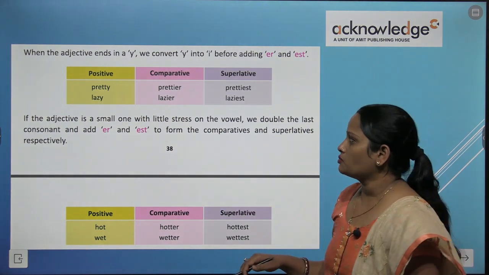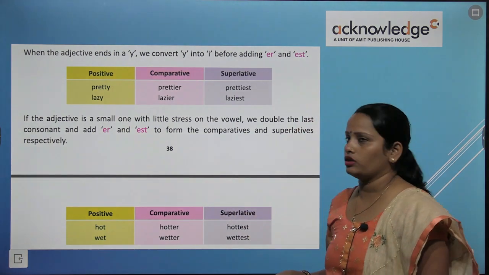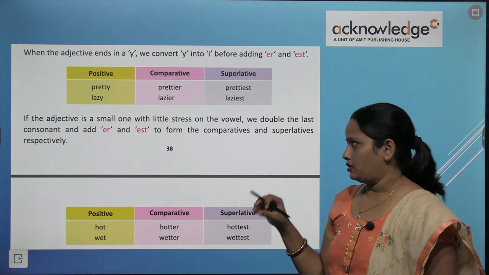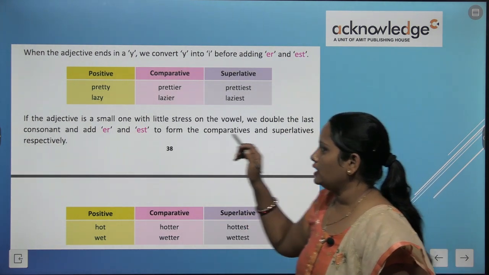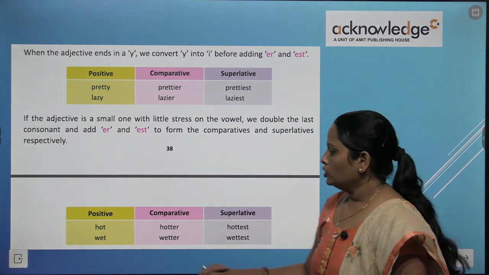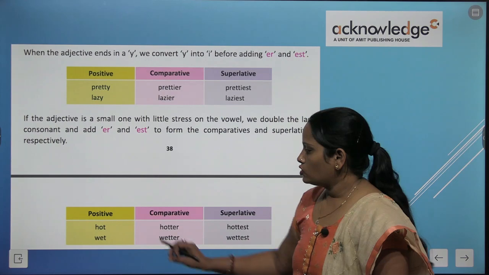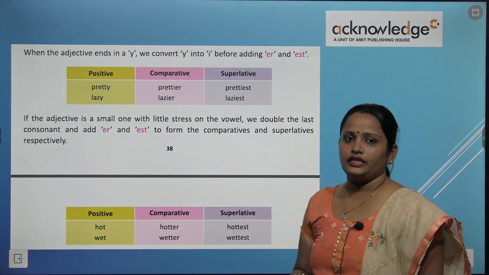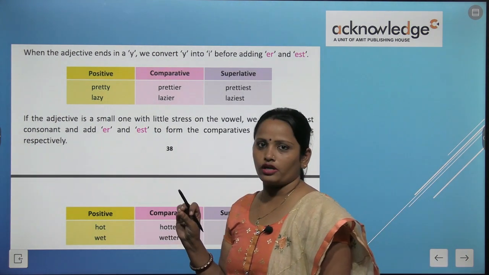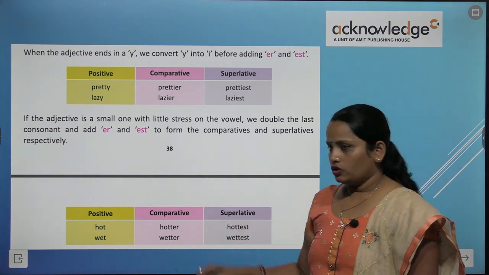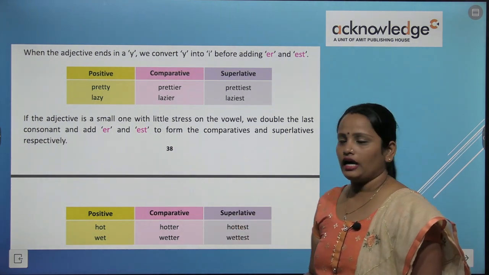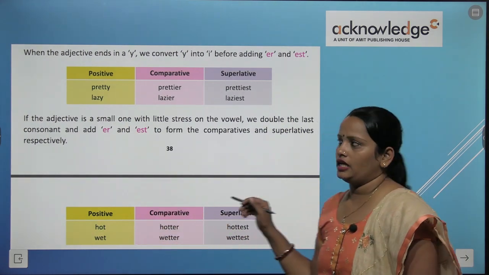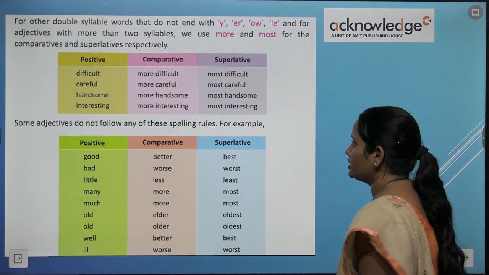If the adjective is a small one with less stress on the vowel. So अगर adjective छोटा सा है और vowel पे stress कम दे रहे हैं, we double the last consonant to add ER. So हम यहाँ देखेंगे adjective छोटे छोटे से हैं, so हम इनका जो last letter है उसको 2 बार लिख देंगे and then add ER या EST. So hot एक छोटा word है, तो T को हम 2 बार लिख देंगे, and then we are going to add ER or EST. So hot becomes hotter and hottest, wet becomes wetter and wettest. So these are the degrees of comparison, children.